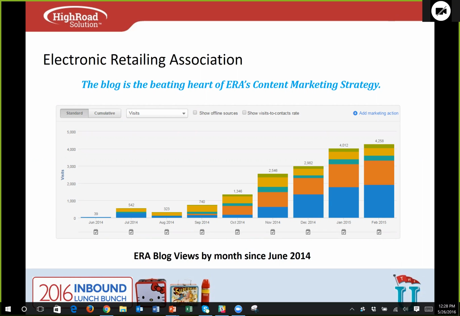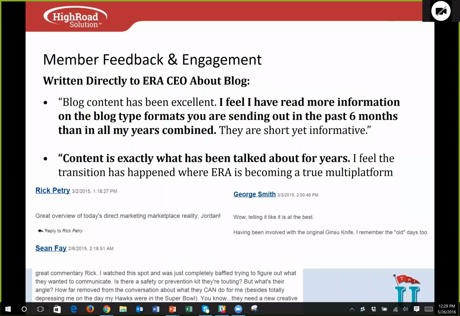It gained a lot of popularity. You can see here, over a period of time, their blog views increased dramatically, because it really resonated with their members. The content was being produced by members and read by other members. In turn, ERA started to get contacted by other members saying, hey, how can I contribute? I think I have some compelling information. They also saw a lot of engagement on the blog posts themselves, with direct comments. It was a conversation that was starting to happen.